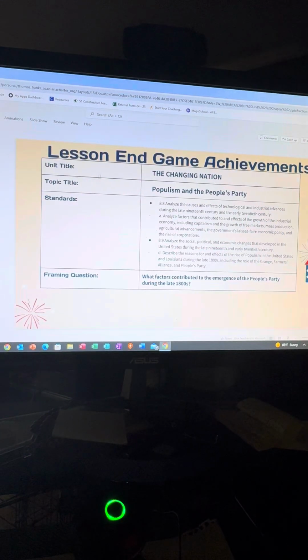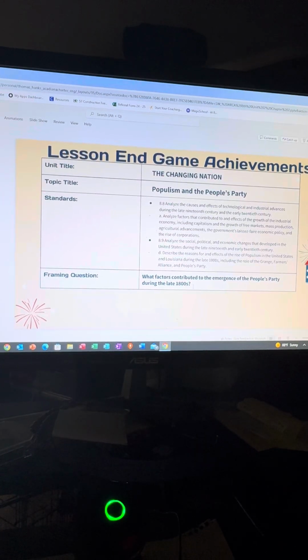Okay, all right, so we have our lesson in-game achievements right here in the presentation. This is analyze the causes and effects of technological and industrial advances during the late 19th and early 20th centuries. Analyze factors that contribute to and effects of the growth of the industrial economy, including capitalism and the growth of free markets, mass production, agriculture advancements, the government's laissez-faire economic policy, and the rise of corporations. Awesome. So that's going to be the one we kind of focus on for today.